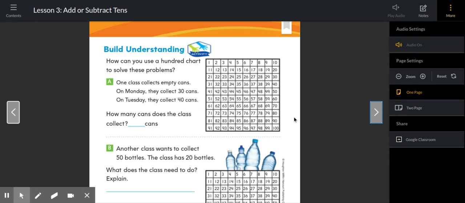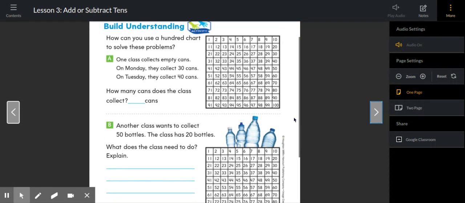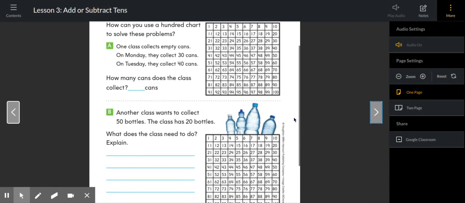All right, on the next page, build understanding. How can you use a 100 chart to solve these problems? So let's start out with A. One class collects empty cans. On Monday, they collect 30 cans. So let's mark Monday, they collect 30 cans. On Tuesday, they collect 40 cans. How many cans does the class collect?